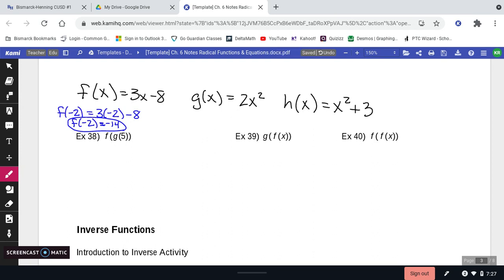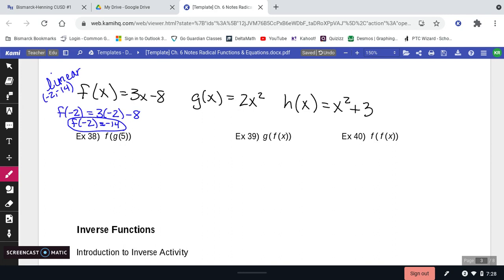Another way you can look at this is this function f. If we were to graph it, it's a linear function, so it would make a line. So this also says that you would have the point -2, -14 on that line. Okay, so that's just evaluating using a number.